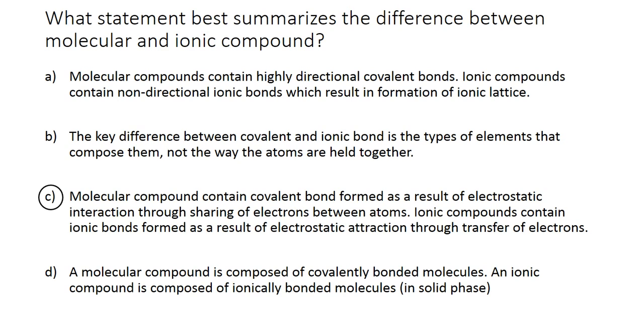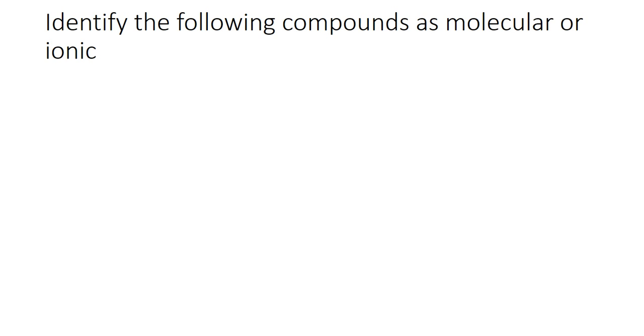Here the answer is C. Molecular compounds contain covalent bonds formed as a result of electrostatic interaction through sharing of electrons between atoms. Ionic compounds contain ionic bonds formed as a result of electrostatic attraction through transfer of electrons. So the difference is we have sharing of electrons for molecular compounds and transfer of electrons for ionic compounds.